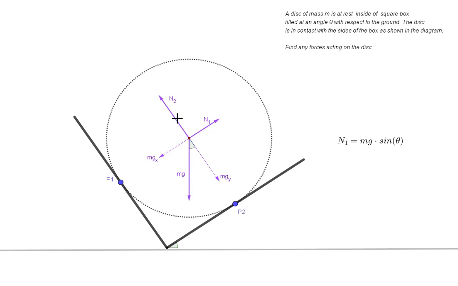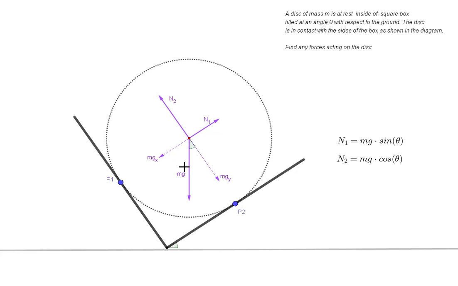Now we want to find N2 in terms of mgy or mg, and again, it's using the same idea as before. Obviously, all we have to do is switch the sines with the cosines. So N2 equals mg cosine theta. And once again, this makes sense because here, cosine of this angle is mgy over mg. So mgy is just mg cosine theta.